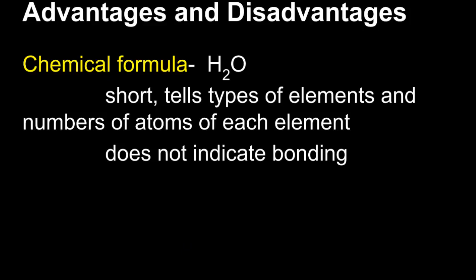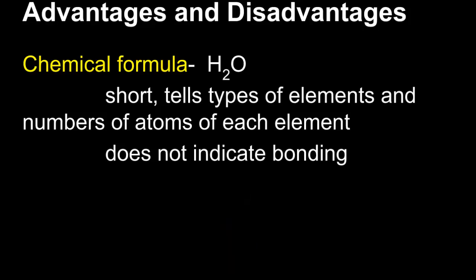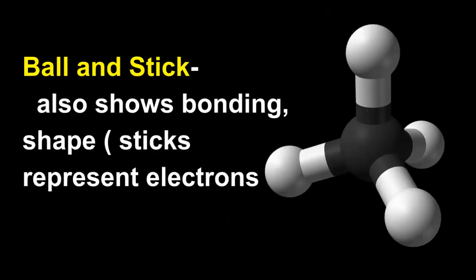Here I start with the chemical formula. It's just H2O, CO2 for carbon dioxide, CH4 for methane. We use these in chemical formulas. It's a shorthand way of writing molecules. It tells us the elements that are in the molecule or formula unit, and also the subscripts tell us the number of atoms of each element.